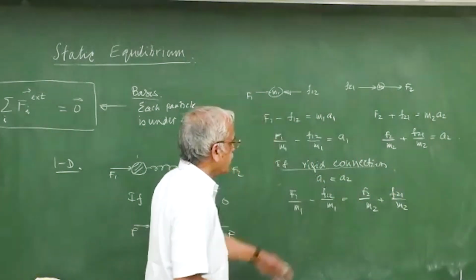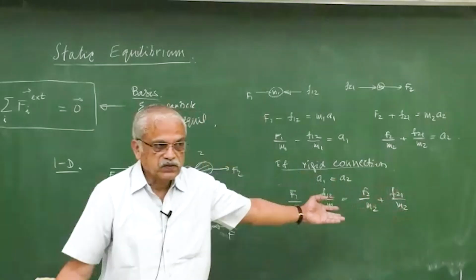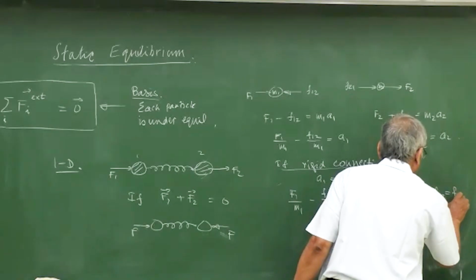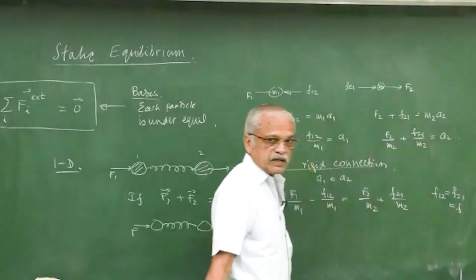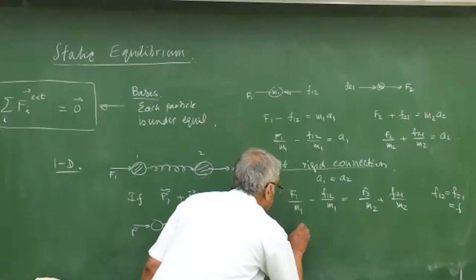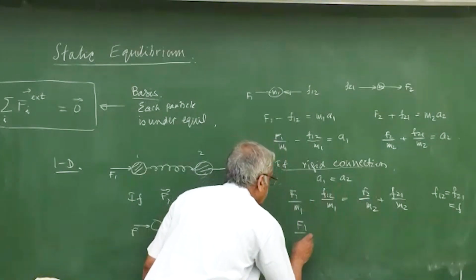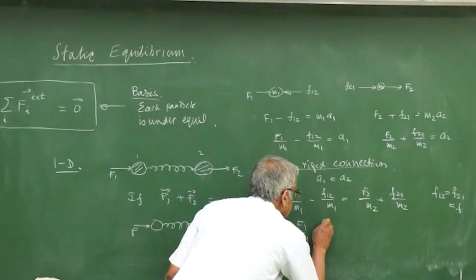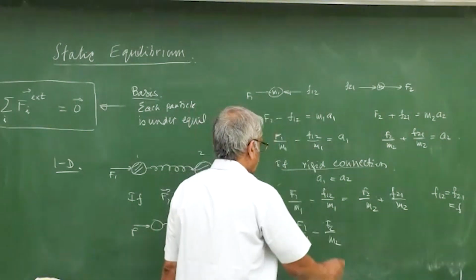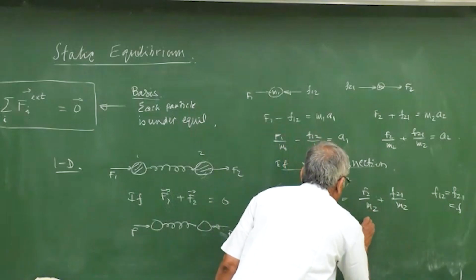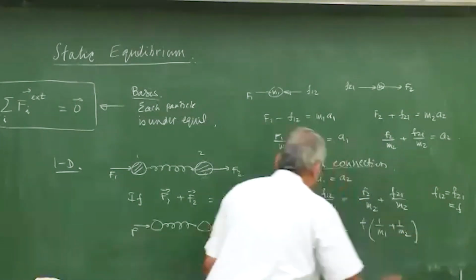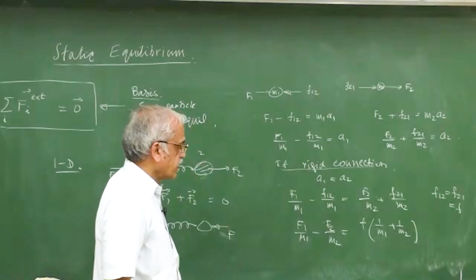I will replace F12 and F21, which have the same magnitude, by simply F. Let me replace it by this one. Then what I would calculate here is, I'll take this one onto the other side, and it is equal to, so from this I can calculate what F would be.